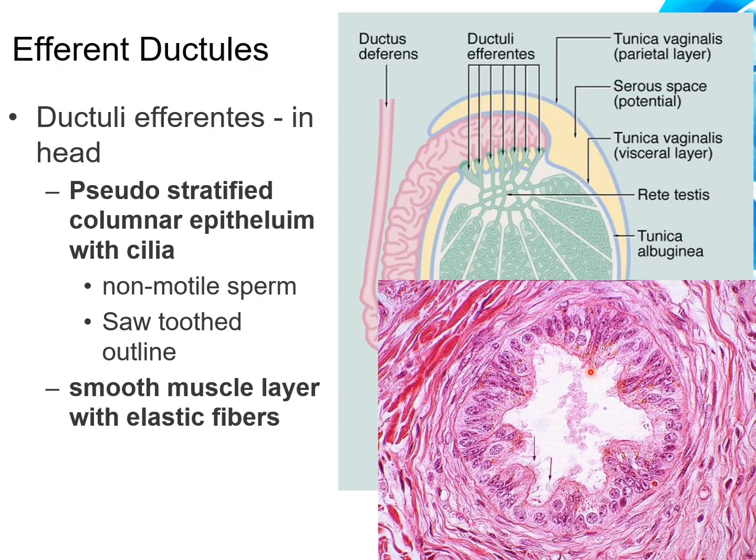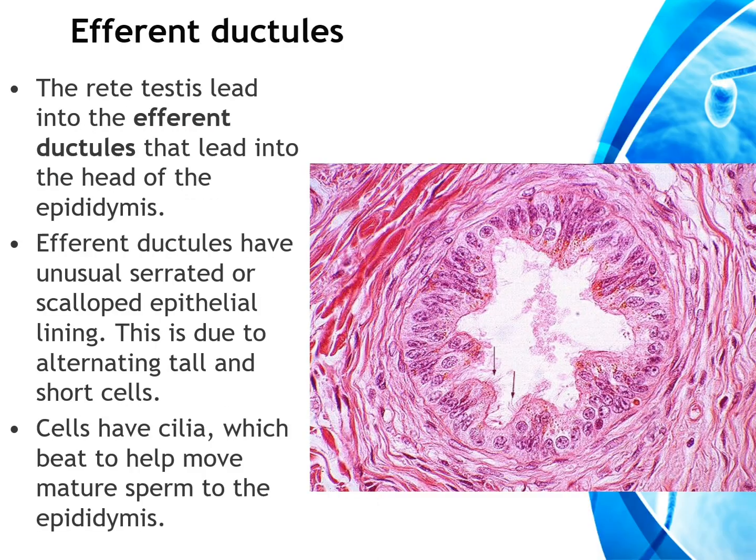Here is another diagram showing the histological section of the efferent ductule. This is the pseudostratified epithelium of the efferent ductule. It shows a typical saw-toothed or serrated appearance, lined by both columnar cells and cuboidal cells, surrounding a small amount of connective tissue. Circularly arranged smooth muscle fibers are present, and in between the smooth muscle cells, elastic fibers are also present.